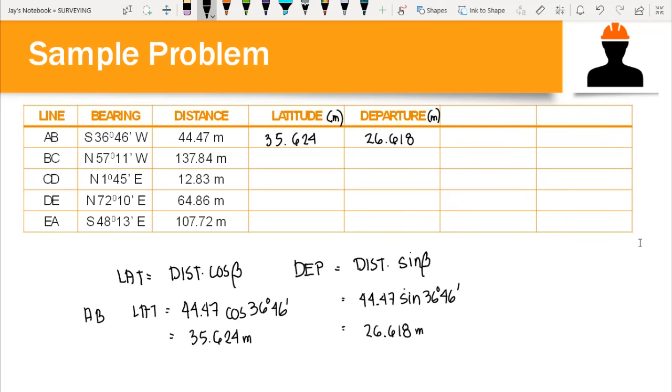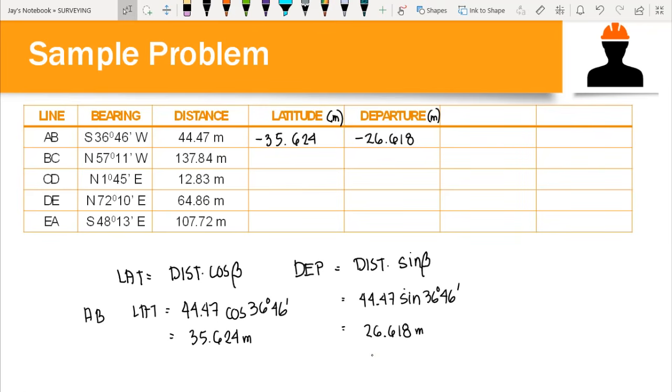Now, what would be the sign of our latitude and departure? Let's refer to the direction of our bearing. We have south, west. Therefore, our latitude here, since we are referring from the south meridian, is negative latitude. And for departure, since we are referring to the west, we have negative departure. So that should be the sign if we have south and west direction respectively. They are always negative in value.